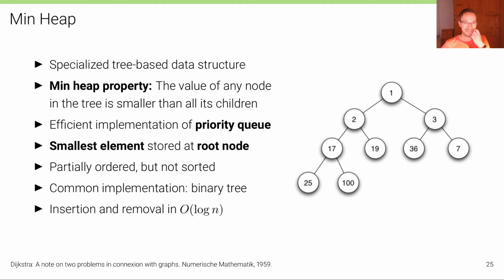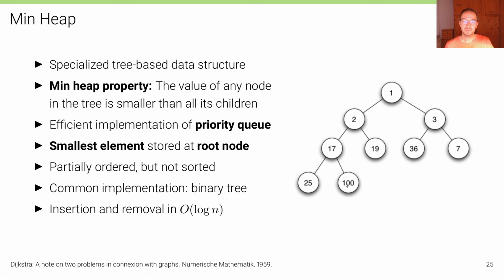Okay, so let's look at the Dijkstra algorithm now. And before we do that, we have to introduce a new data structure, which is the min-heap. The min-heap is a specialized tree-based data structure. An example of this you can see here on the right. It follows the so-called min-heap property, which is the value of any node in the tree is smaller than any of its children. So for example, 1 is smaller than any of these, or 17 is smaller than any of these.